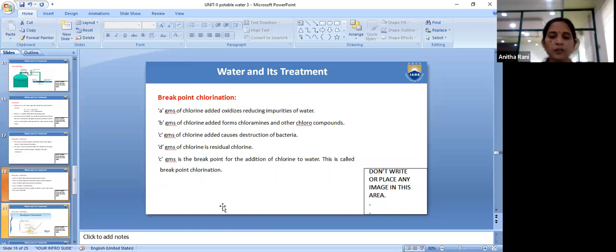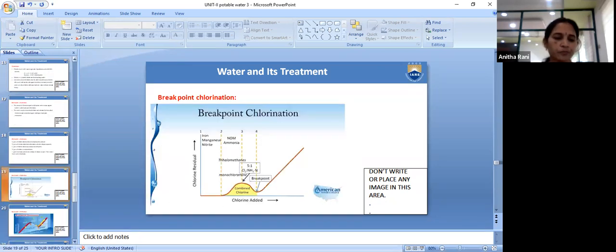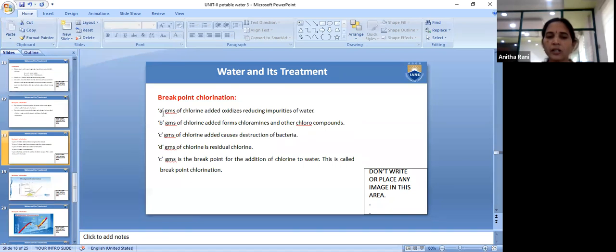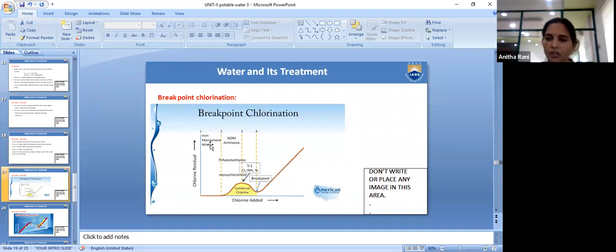Now you can see the graph here, with values 0, 2, 6, 10, 14. For example, we are adding chlorine dose in milligram per liter: first 1 milligram, 2 milligram, 3, 4, 5, 6. Initially, for example, I wrote 8 grams of chlorine here, but I am telling now 1 gram of chlorine. So when we are adding 1 gram of chlorine in water, what happens here?